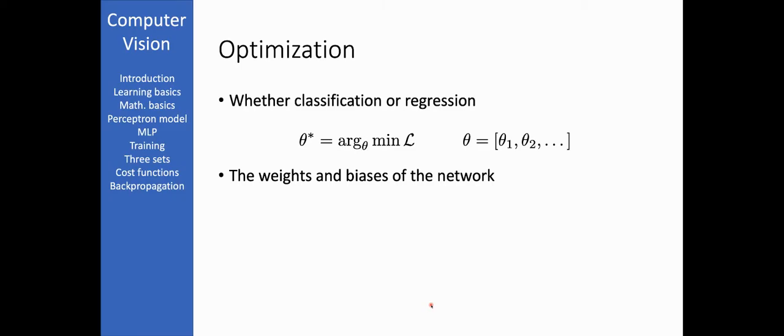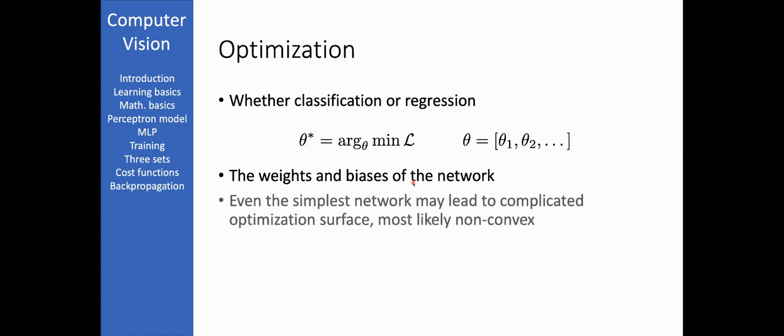It's actually a very simple application of the chain rule. Whether classification or regression, our goal is to minimize a certain cost function. We have the weights and the biases of the network, and we will tune them. Now, even the simplest networks may lead to quite complicated optimization surfaces, and most likely these optimization problems are non-convex.